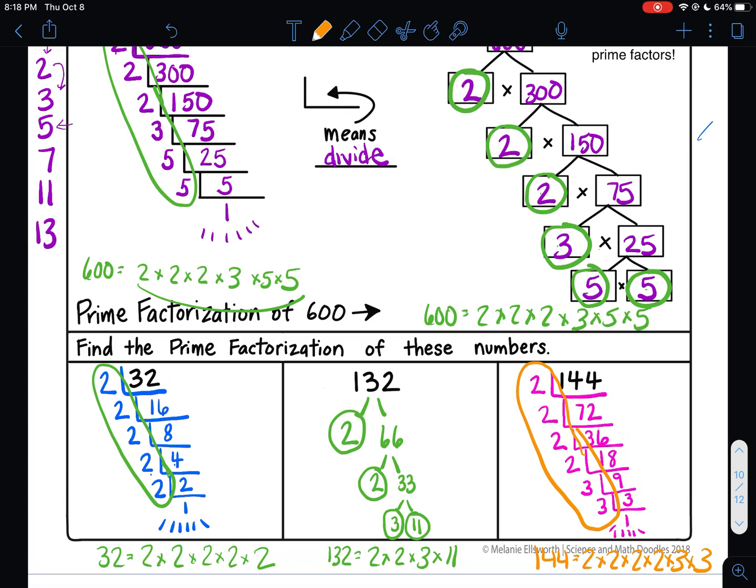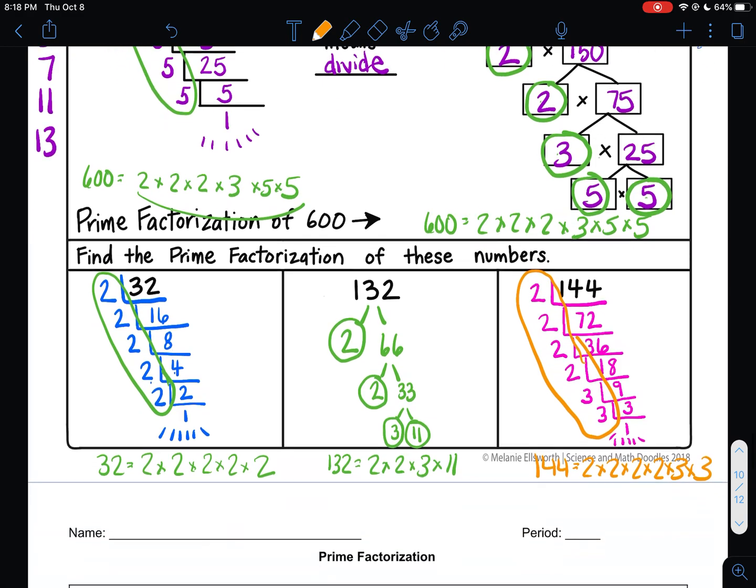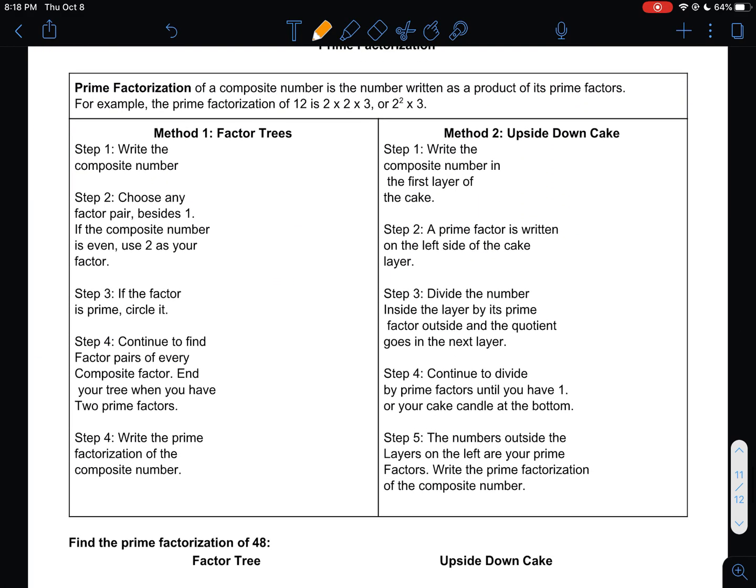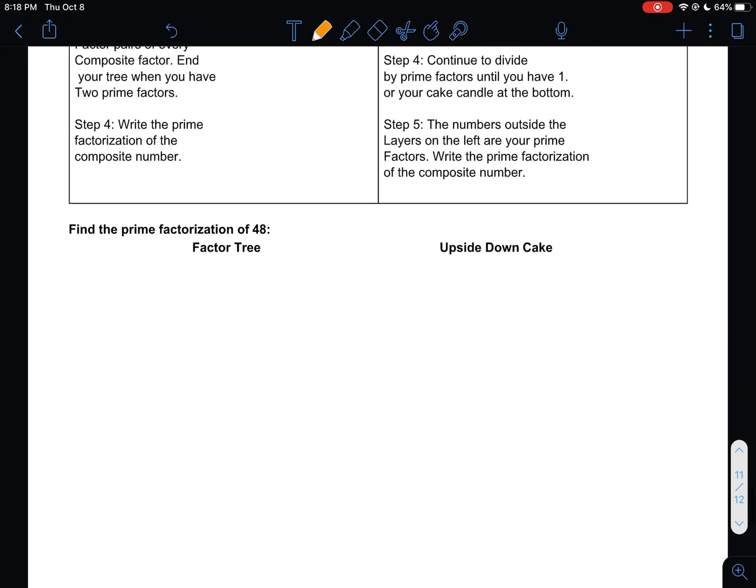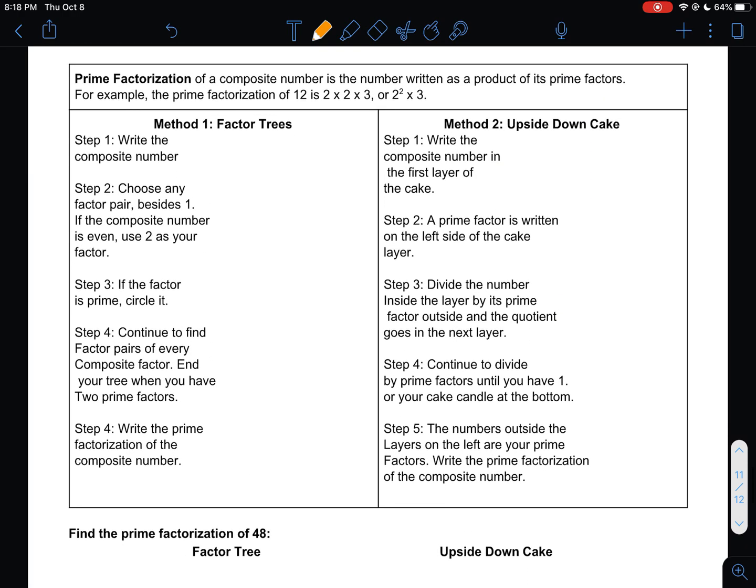Okay? So I want you to flip the page after you have all of that work written down on your note page. And this is going to be your practice for today. So I'm going to show you how to do 12 using the factor tree and the upside down cake very quickly. That way you have something on this worksheet to look at when you're doing examples.